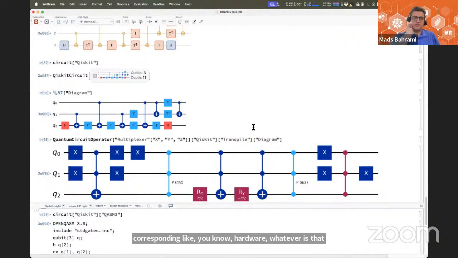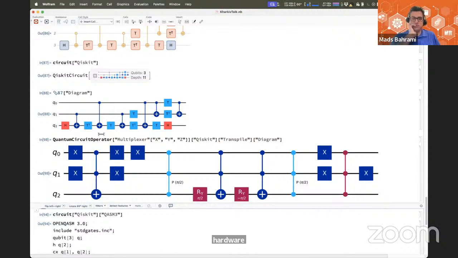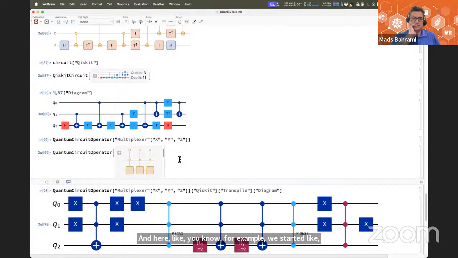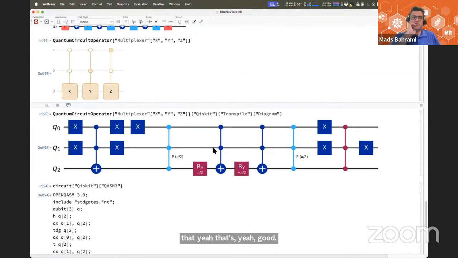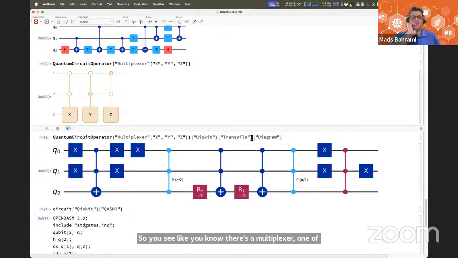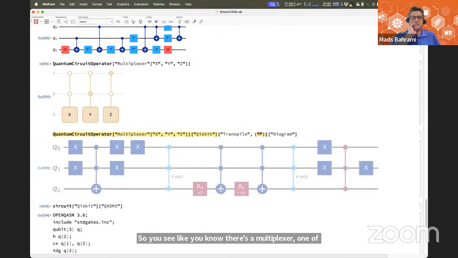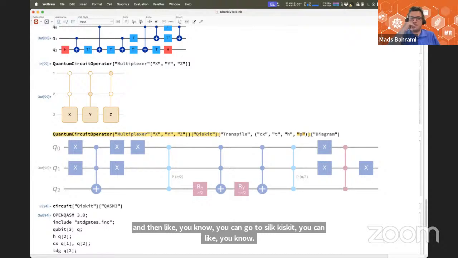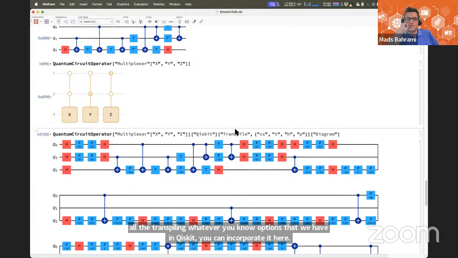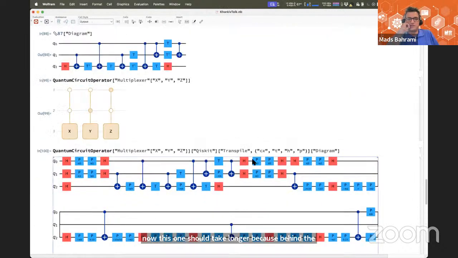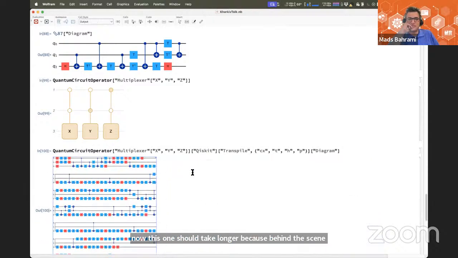And here, for example, Nick started with the multiplexer. So you see here, that's a multiplexer, one of those computationally heavy circuits. And then you can go to Qiskit and do all the transpiling options that we have in Qiskit; you can incorporate them here. Now this one should take longer because behind the scenes, you see here, the depth of the circuit is relatively large.